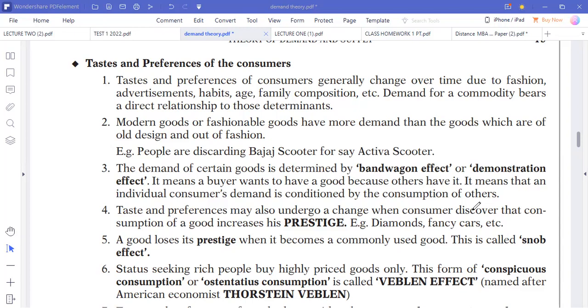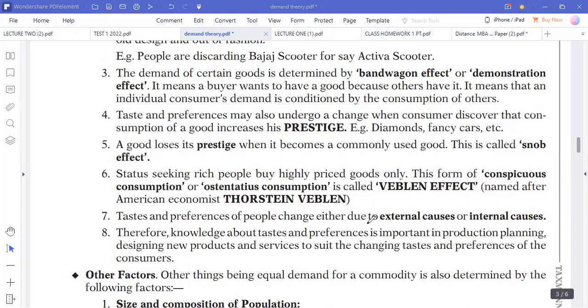The other one is called the Veblen effect, where people want to buy highly priced goods only. Why? Because of the prestige or ostentatious, conspicuous consumption. So we call that the Veblen effect, which comes from Thorstein Veblen. He's the one who came up with this.